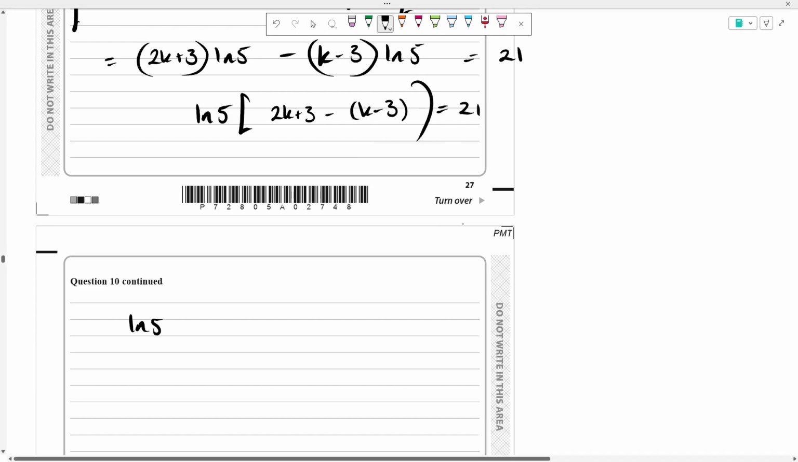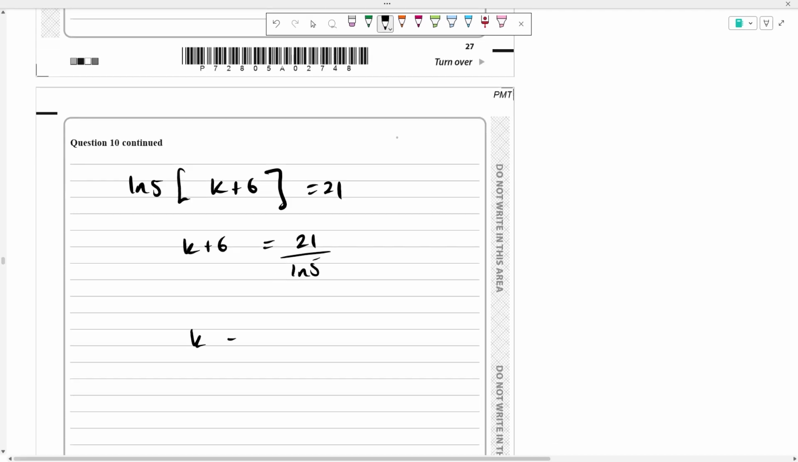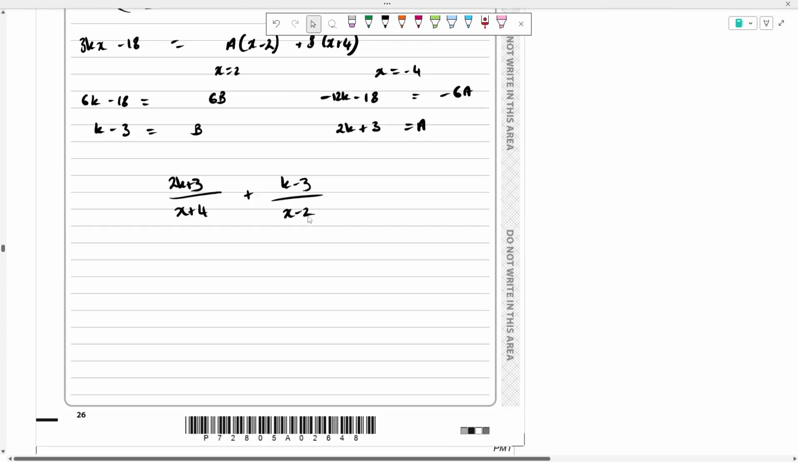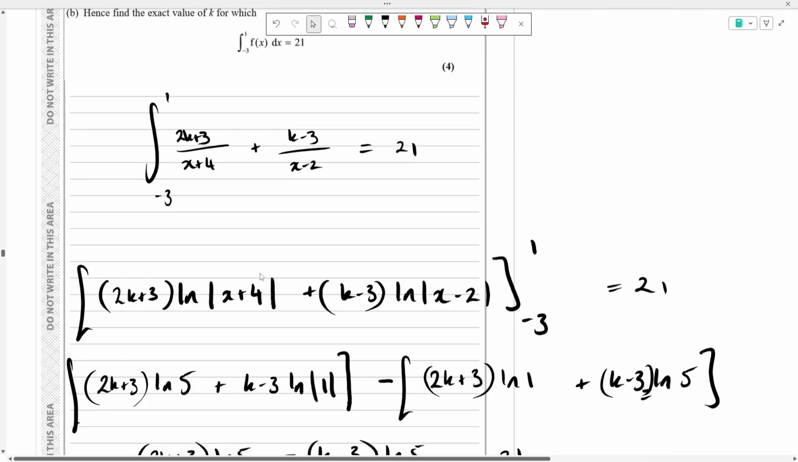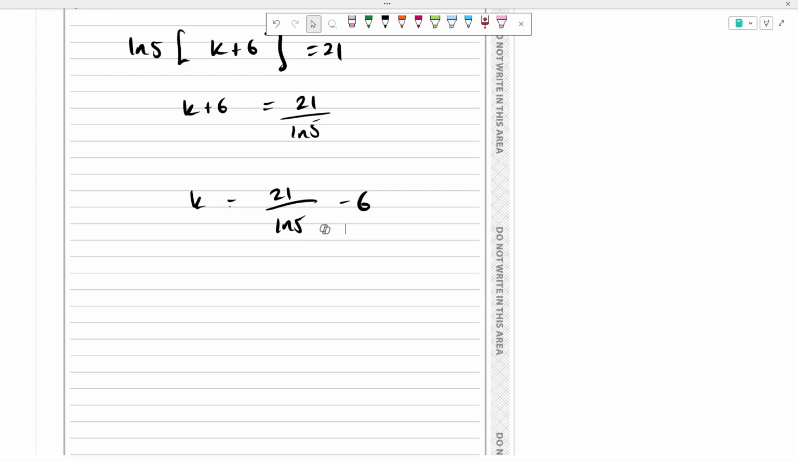So ln 5, if I simplify these inside brackets, this becomes 2k minus k, which is k, and 3 minus minus 3, that is 3 plus 3, gives you 6, so this should give you k plus 6 is equal to 21. k plus 6 must then equal 21 over ln 5, and that means that k must equal 21 over ln 5 minus 6. Okay, and that is the exact value, and you can leave it like this.